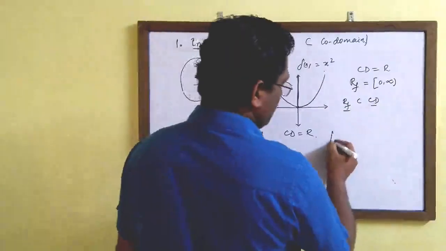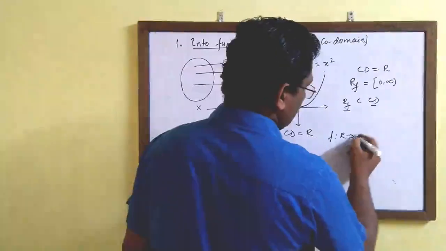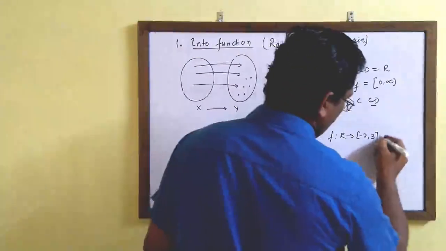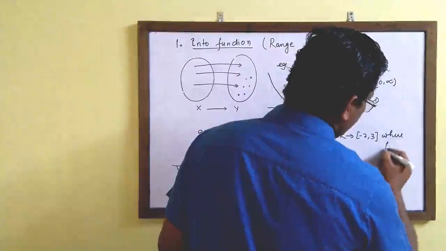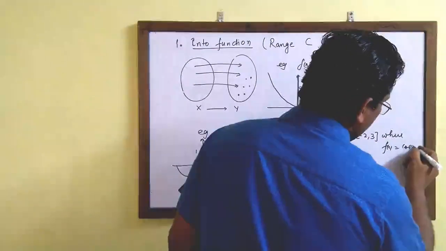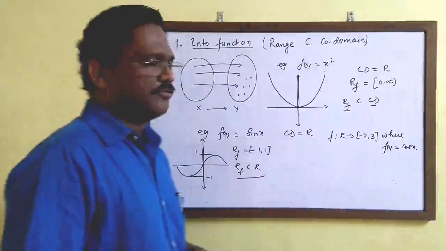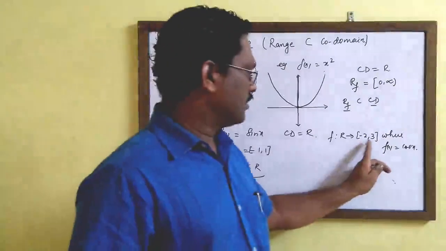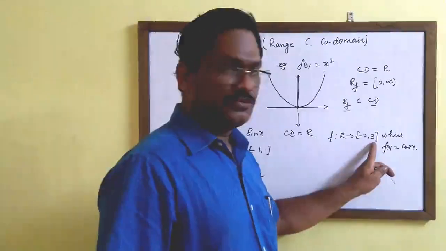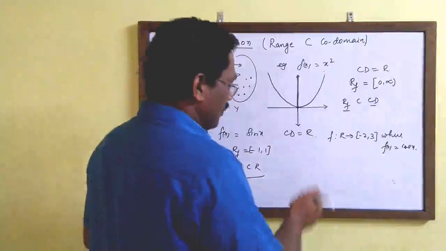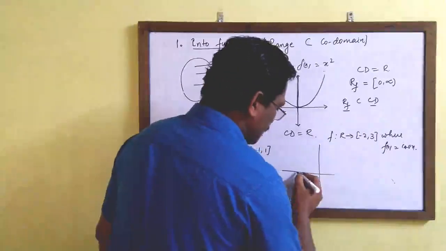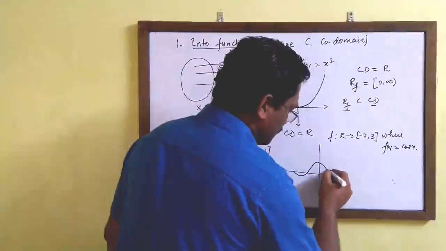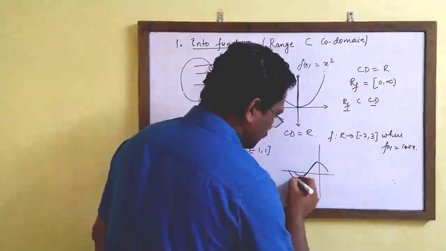But what if I write like this, say f from R to [-2, 3], where f(x) is equal to cos x. Now as soon as I have written this, I have specified the codomain to be -2 to 3. Now f(x) equal to cos x will form a graph like this. See, this kind of graph will be followed by cos x.